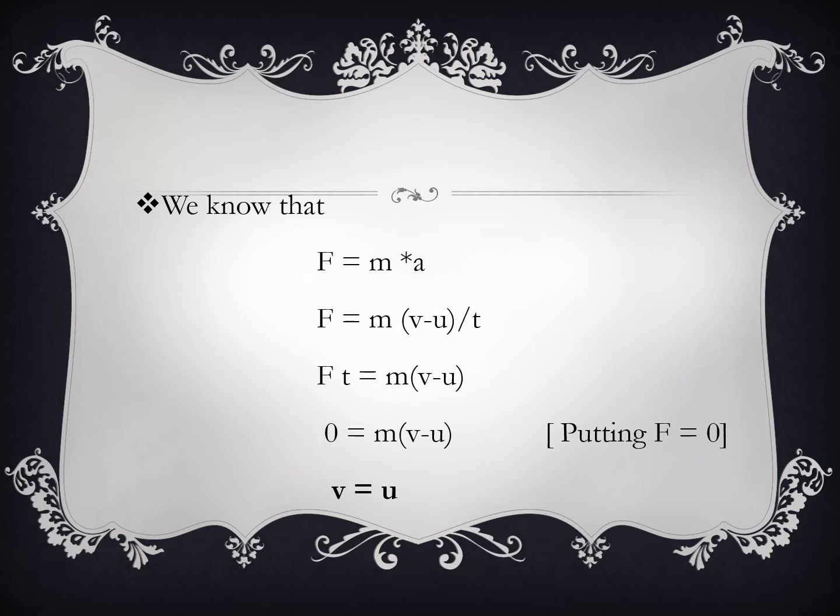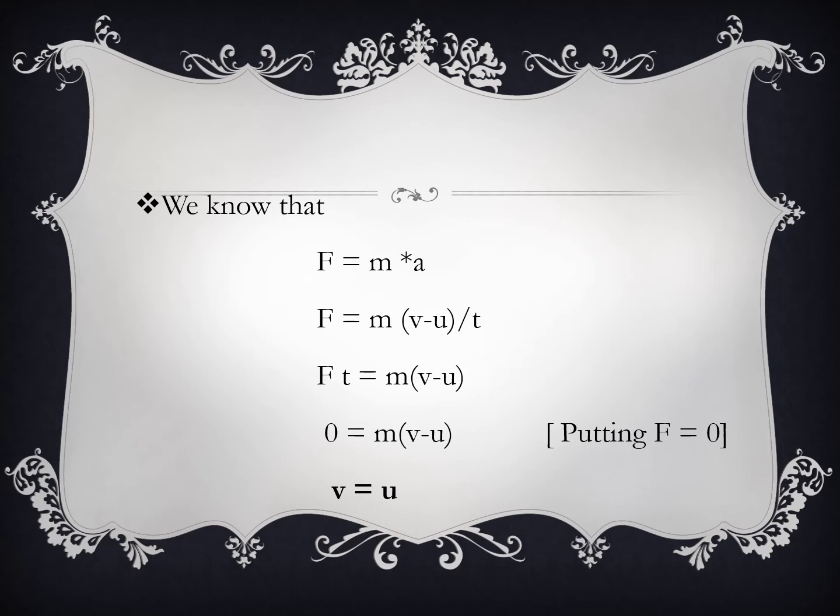As we know that F is given by mass into acceleration, and we also know that acceleration is given by (v minus u) upon t. So we substitute this value into the equation F equals mass into acceleration, and we get F equals m times (v minus u upon t). On rearranging this equation, t is multiplied by the force, that is Ft equals m times (v minus u).